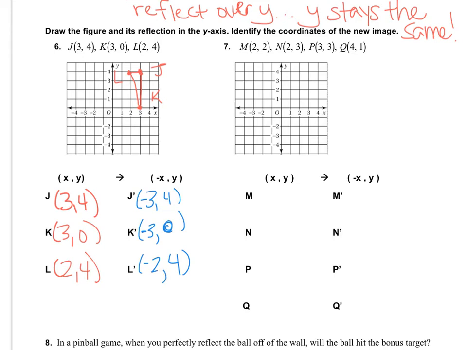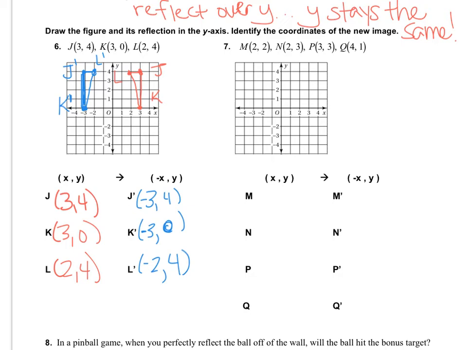-3, 4 would be here, and that would be J prime. -3, 0 would be here. That would be K prime. And finally, -2, 4 would be up here, and that's L prime. We connect the dots, and that is our image. And like I said, try to do the best you can with staying on the line.